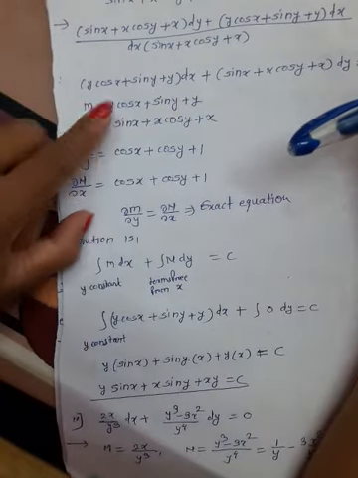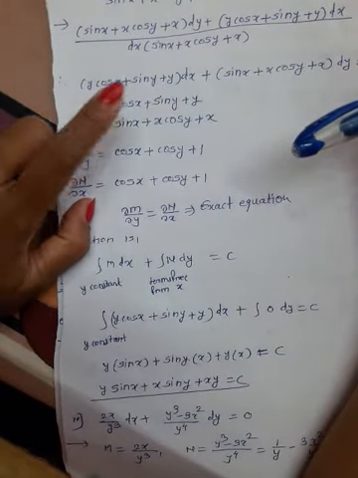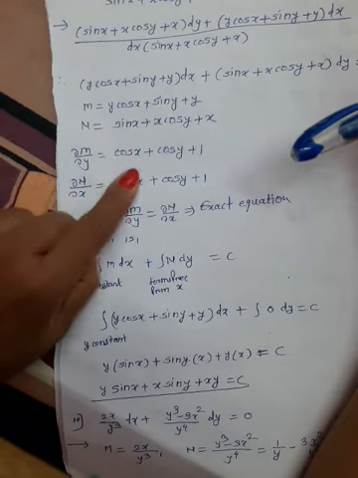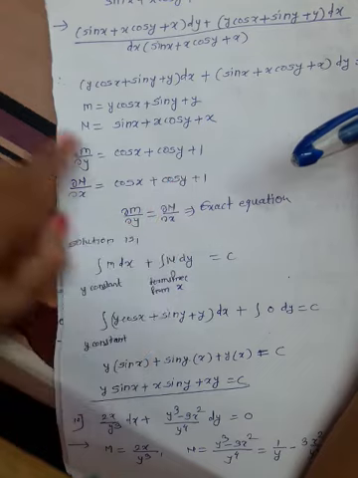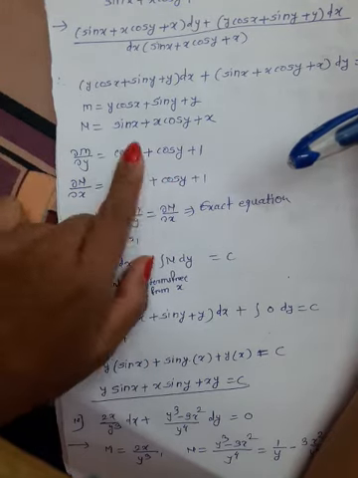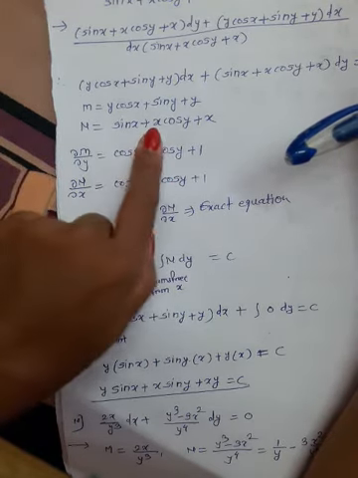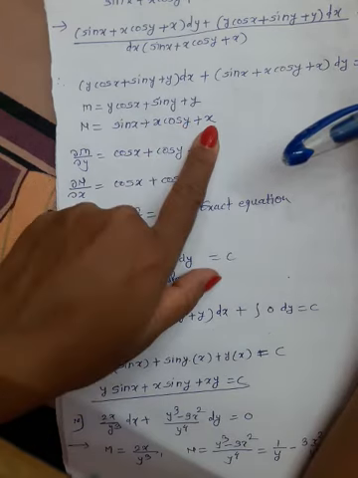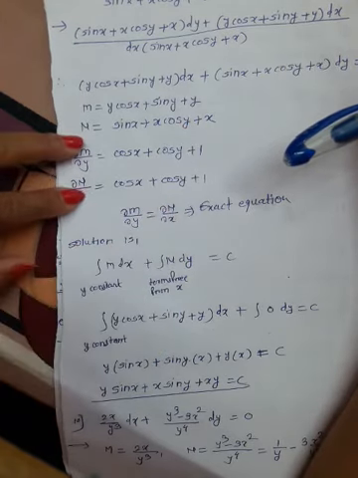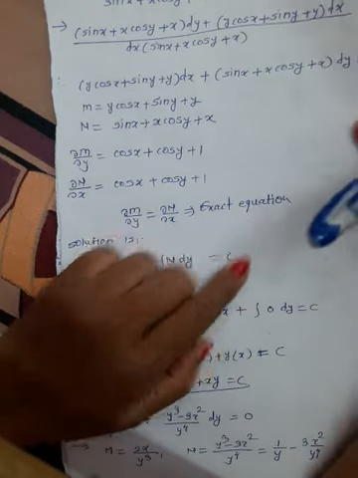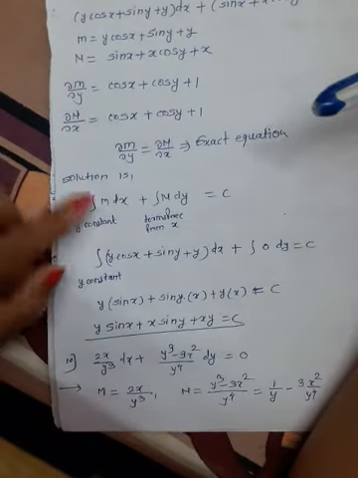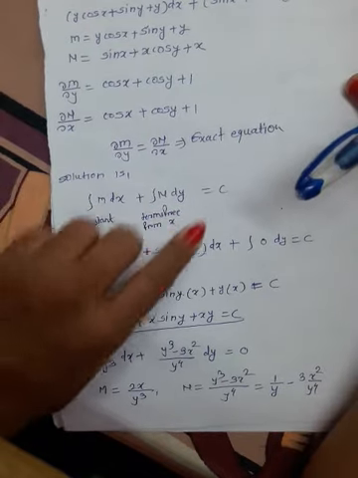Now take the derivative, m derivative with respect to y. Y is here, cos x is constant, y derivative is 1, plus sin y derivative is cos y, y derivative is 1. Now n derivative with respect to x, sin x derivative is cos x, cos y constant, plus x derivative is 1. If you observe these two are same. Therefore, given equation is an exact differential equation. Therefore, solution is integration of m dx plus integration of n dy is equal to c.